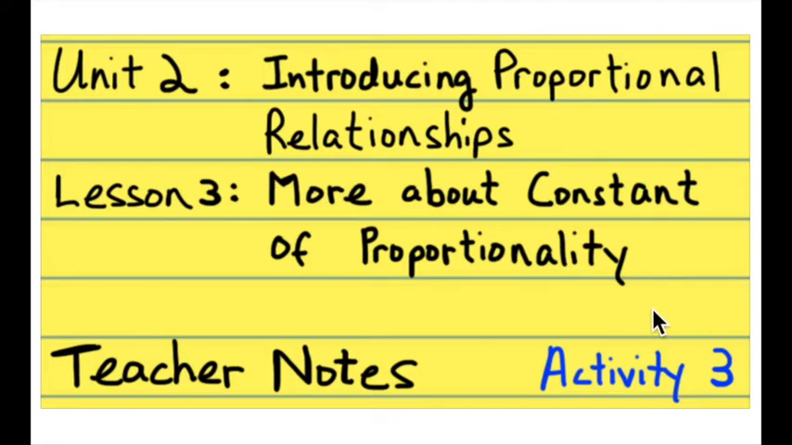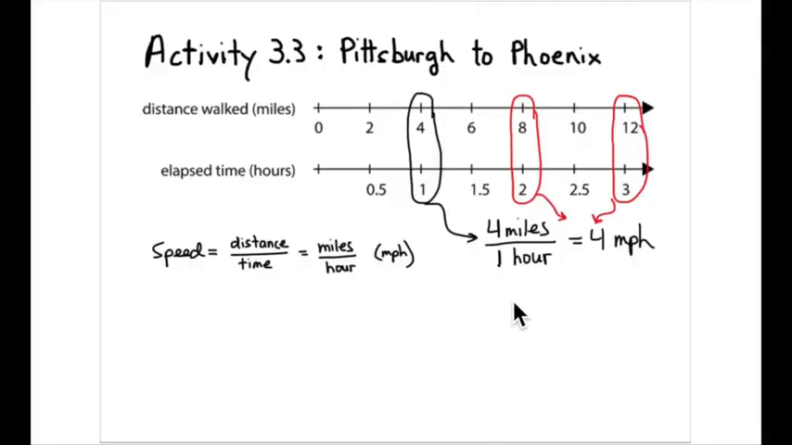Okay, this is activity 3 from lesson 3, more about constant proportionality. In this case, I'm going to move to using speed as that constant of proportionality. And speed is a relationship between the distance traveled and the time it takes to travel that distance. So in this example, if you walk for 4 miles and it takes you an hour to walk that 4 miles, you are walking at a speed of 4 miles per hour.